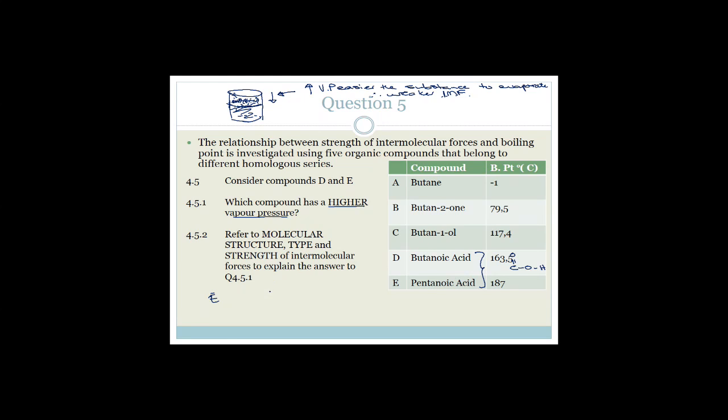Okay, therefore the London forces are going to be stronger in E. Okay, you don't have to think about it like that. You can actually just think about the fact that butanoic acid is made up of four carbons in the main chain, whereas pentanoic acid is made up of five carbons. And the more carbons in the main chain, the stronger the intermolecular forces are. Okay, and these are obviously going to be London forces. And for that reason, E has got a higher boiling point. It's got stronger forces, and therefore it's going to have a lower vapor pressure. There you go. That's it. Okay, let's do the next question.